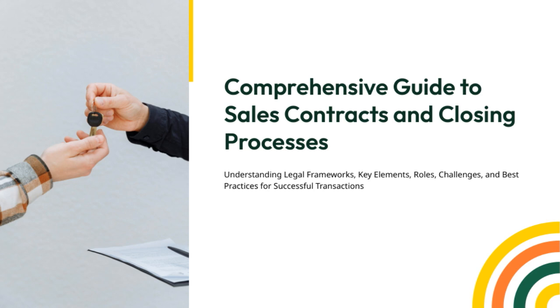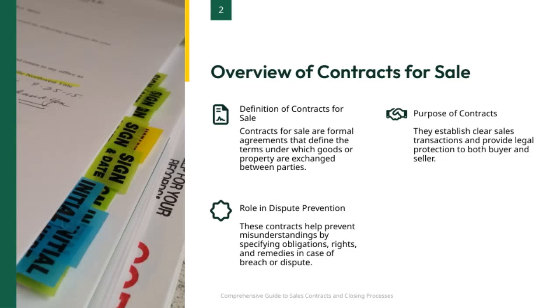Let's get started. Contracts for sale are formal agreements that outline the specific terms under which goods or property are exchanged between two parties. Think of them as the blueprint for a smooth transaction, ensuring everyone is on the same page. Their main purpose is to establish clear and binding sales transactions, which helps protect both the buyer and the seller legally. This means that if any issues arise, there's a solid foundation to resolve them.